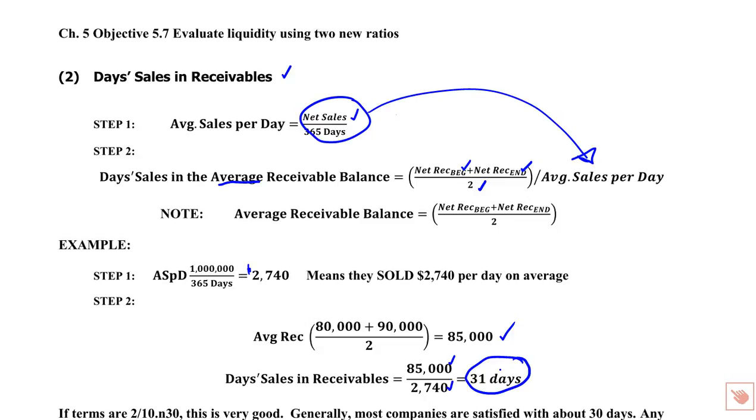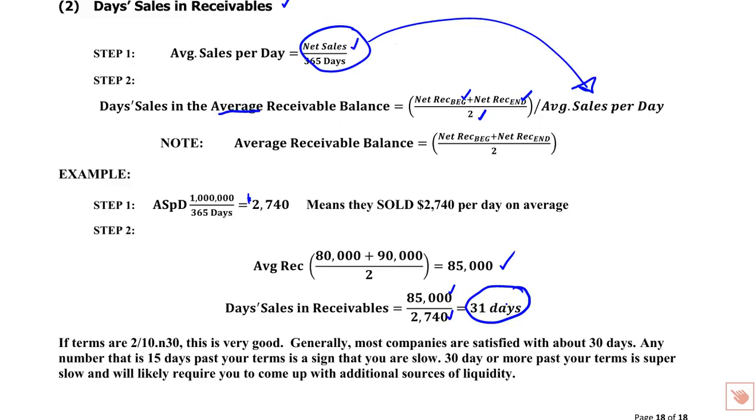Now, how can you tell if this is good or bad? I'll just tell you 30 days is generally pretty good. Most companies are on terms like 2/10 net 30, so collecting in 30 days. If I told you this company had just a net 15 policy, then this would not be so great. But generally, 30 days is pretty good. If this company had a net 60 policy, like 2/30 net 60, that would be really good. So it depends relative to their terms.